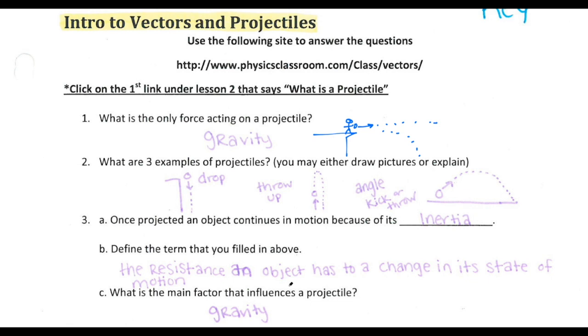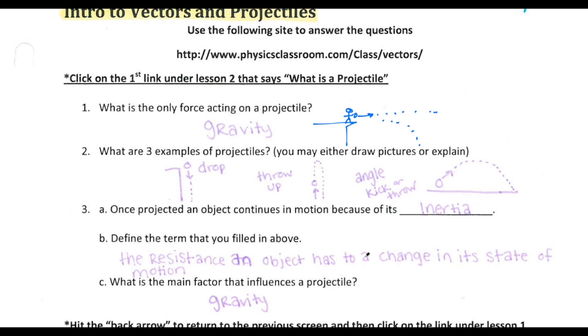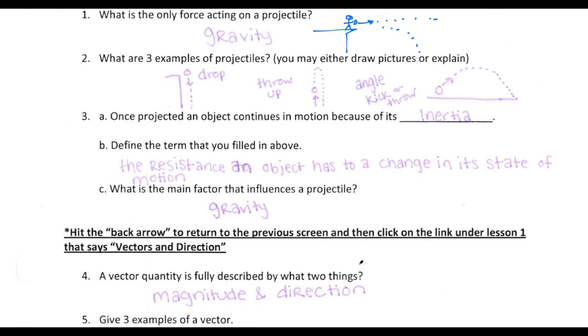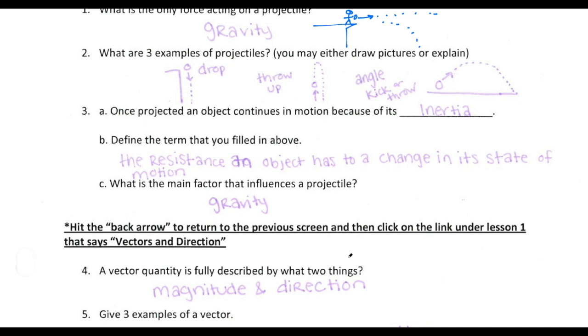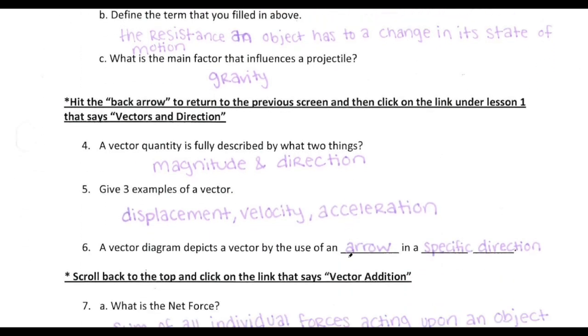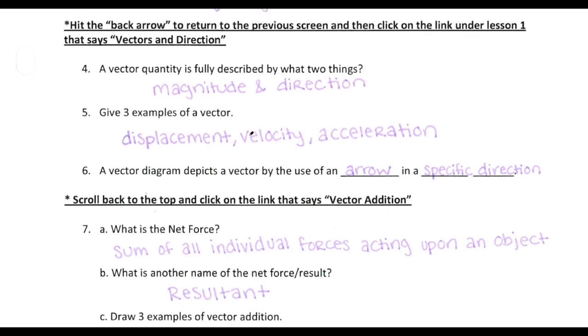All right, once a projectile is in motion, it's inertia that keeps it in motion, its own inertia that it had to begin with, its mass in motion, right? We've talked about inertia a bunch, so see me if you need that one defined a little bit more. The main factor that influences a projectile is gravity, because that is the only force that's acting on it, aside from some more minor forces that we don't really get into, like air resistance, like I just said.